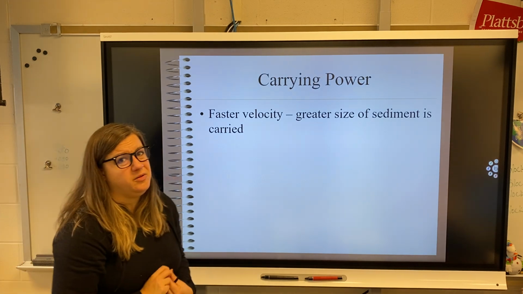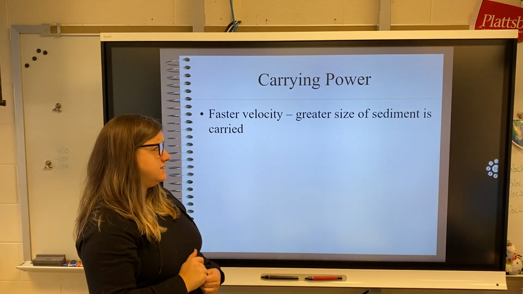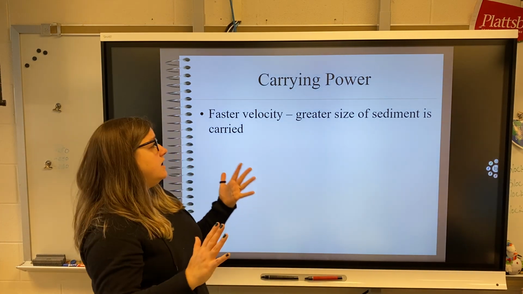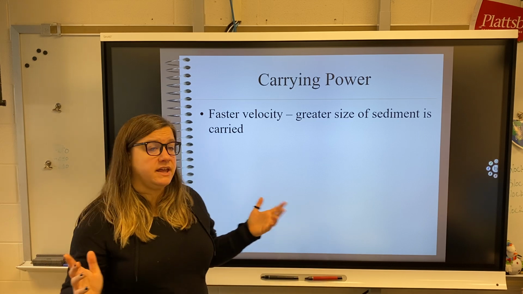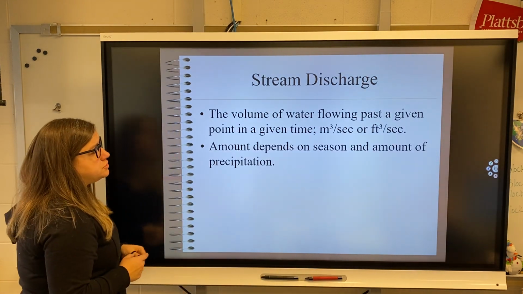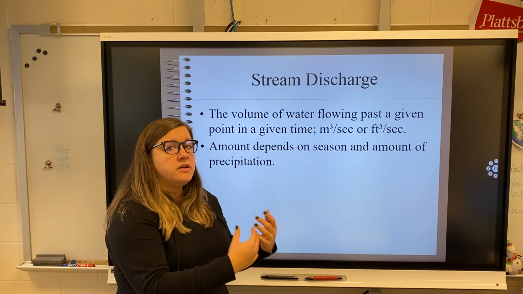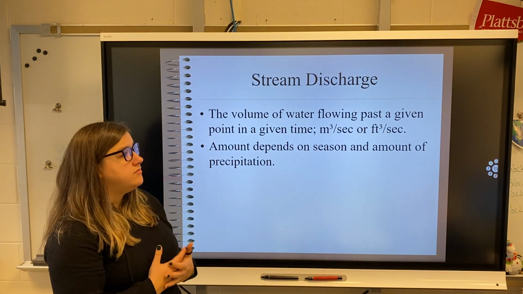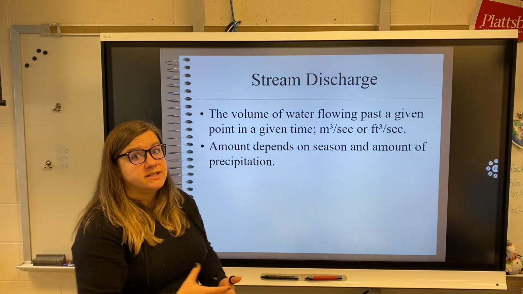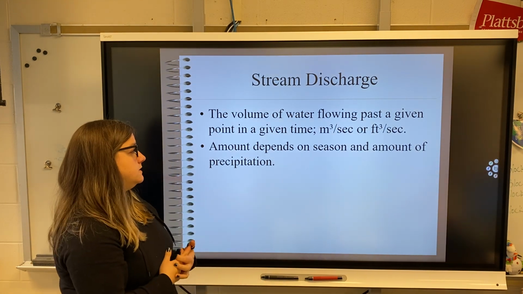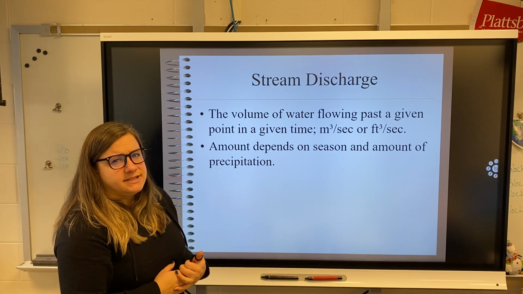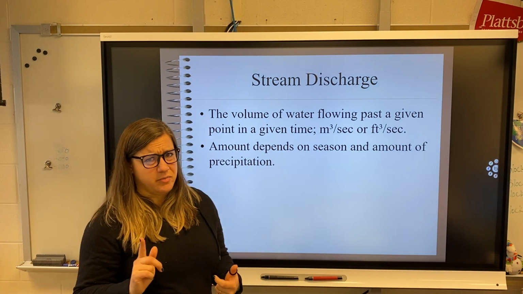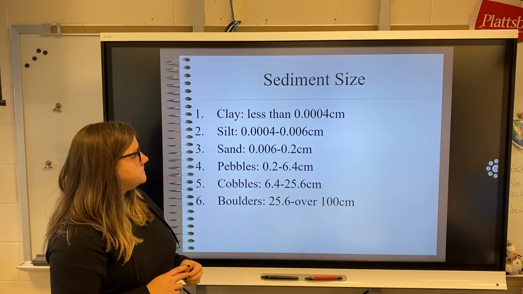The animation doesn't work anymore because Flash doesn't work anymore, which is really sad. So the carrying power, the faster the water is moving, the bigger the size particle that can get moved. So stream discharge means the amount of water that's flowing past a given point. So if you have a lot of water going through at once, that's a lot of stream discharge all at once. And that usually depends on the amount of rain that's happened that day or days prior to, and the amount of snow melt sometimes, depending on where it is.